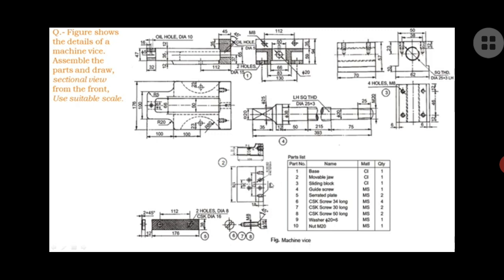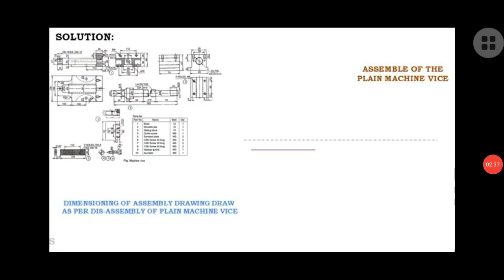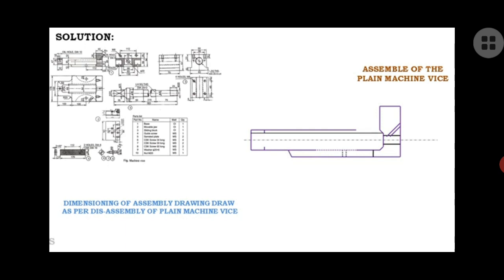So let's start. Let's see the details given on the one side. First draw the assembly of plain machine vice. So firstly draw the base. Then with the help of that draw the next part, with the help of shaft and washers.